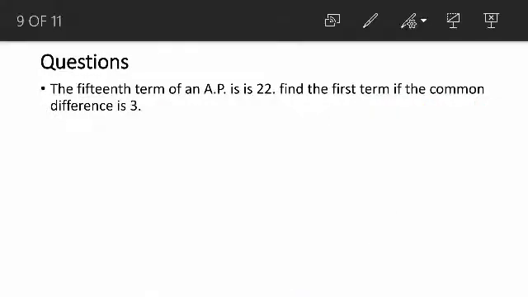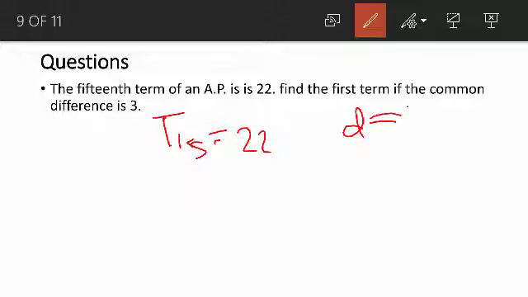Now let's see another question. It says the 15th term of an AP is 22. That means T15 is equal to 22. And we are asked to find the first term if the common difference is 3. So we are given that the common difference is 3. Now the 15th term actually means A plus 14D, which is equal to 22.